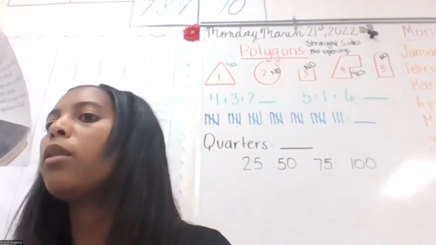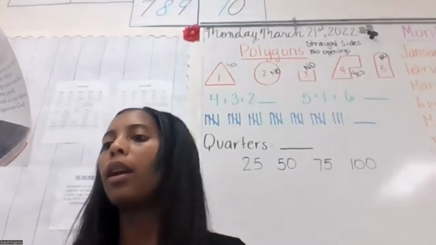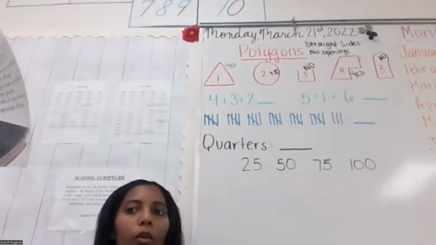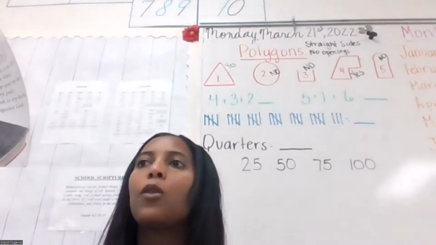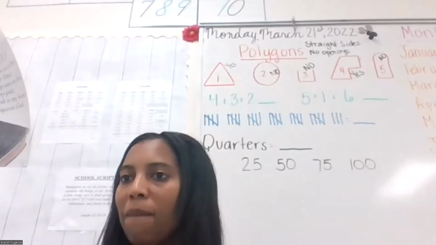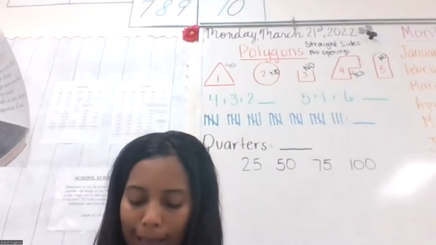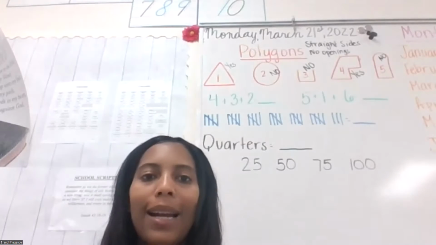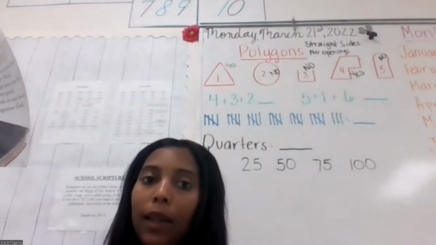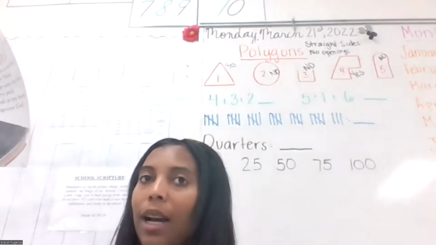Okay, you have your triangle. Now the next one says draw a four-sided polygon. There's only one shape we can draw that has four sides. What would it be? What shape has four sides? A square. So go ahead and draw a square, or you could also draw something else. Not just a square has four sides.